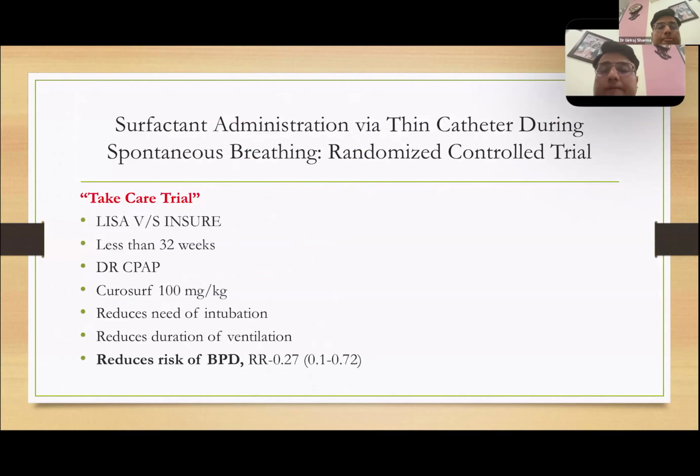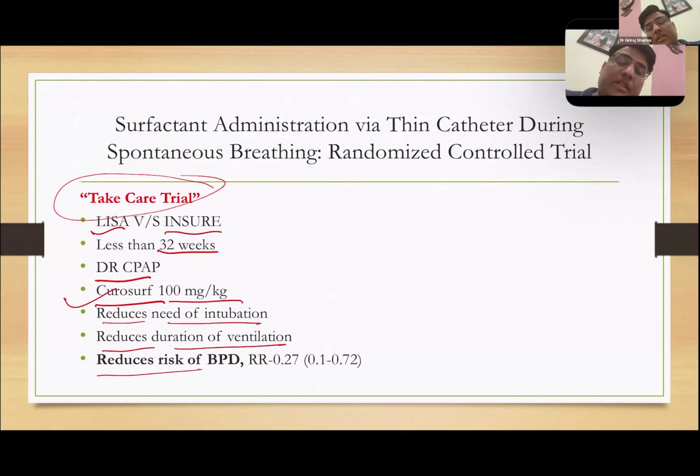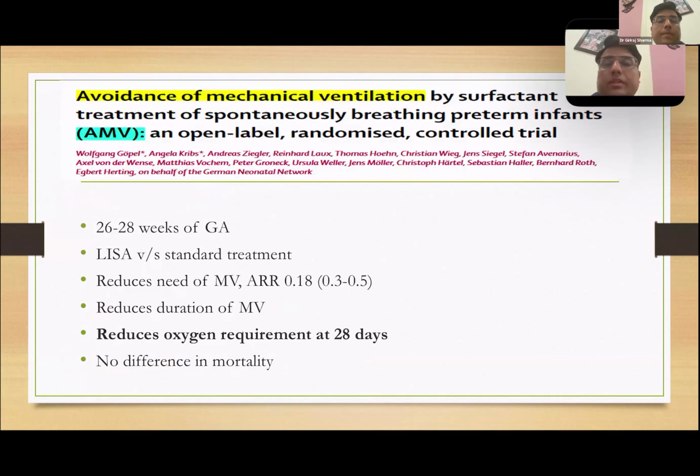According to this meta-analysis. Second is the Take Care trial. In the Take Care trial, they compared LISA versus INSURE in babies less than 32 weeks. They started delivery room CPAP or intubate and surfactant. In that, they used Curosurf 100 milligram per kg. They found that the LISA method reduces the need for intubation, reduces the duration of ventilation, and reduces the risk of BPD. So the Take Care trial also favors the LISA method in babies less than 32 weeks: it reduces the need for ventilation, the duration of ventilation, and BPD.